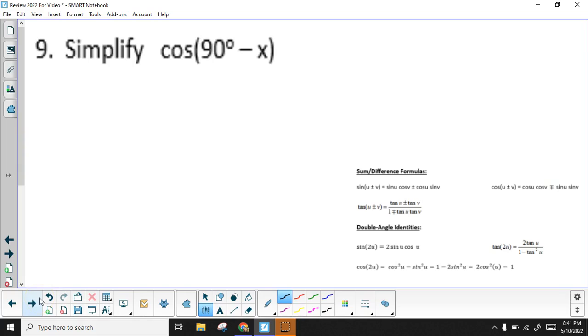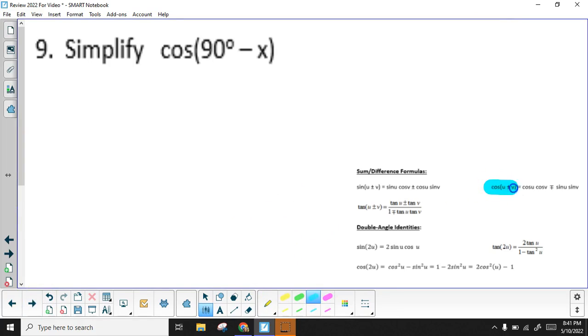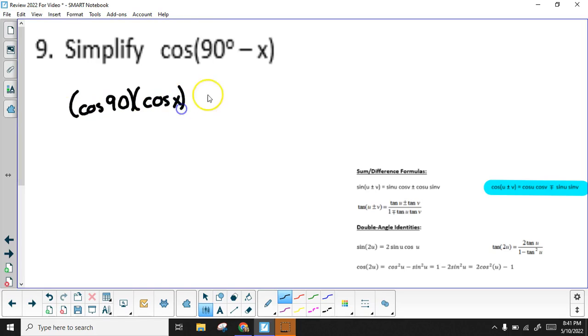Problem number 9, simplify cosine of 90 minus x. Once again, we are using our cosine formula right here. That is going to be equal to the cosine of 90 times the cosine of x plus the sine of 90 times the sine of x, because if we have a minus here, then we're going to have a plus here.